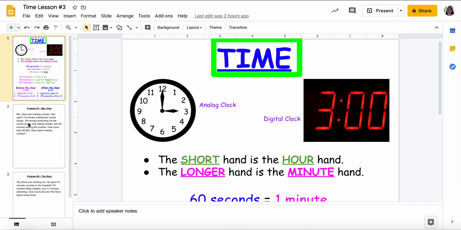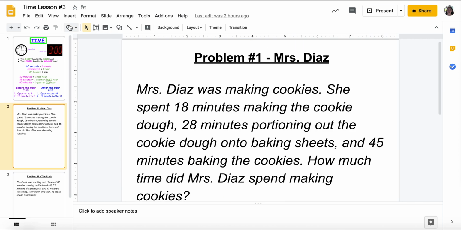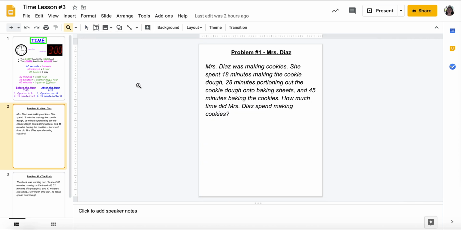All right, so let's look at my first problem. Zoom back out a little bit. So, my first problem is about Miss Diaz. It says Miss Diaz was making cookies. She spent 18 minutes making the cookie dough, 28 minutes portioning out the cookie dough onto baking sheets, and 45 minutes baking the cookies. How much time did Miss Diaz spend making cookies?